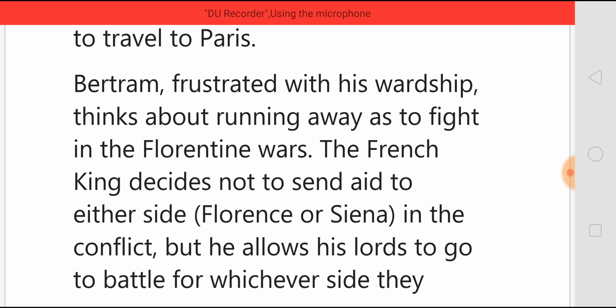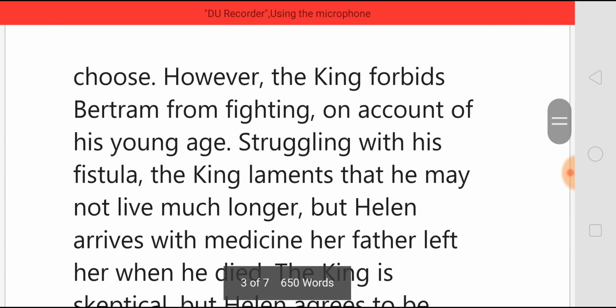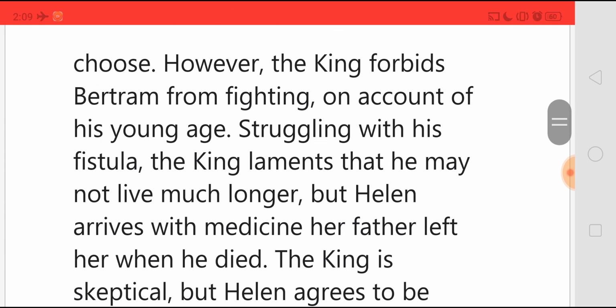The French king decides not to send aid to either side, that is, neither to Florence nor to Siena, because of the conflict between them, but he allows his lords to go to the battle for whichever side they want to support. However, the king forbids Bertram from fighting on account of his young age.